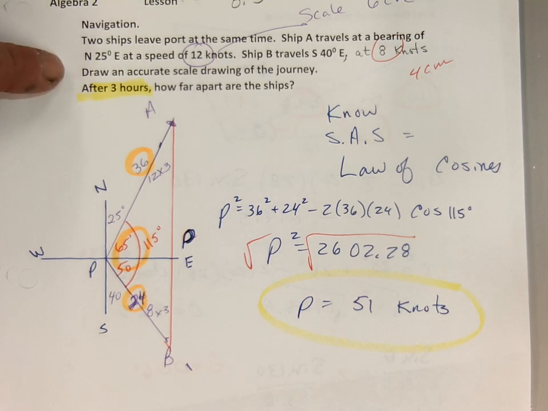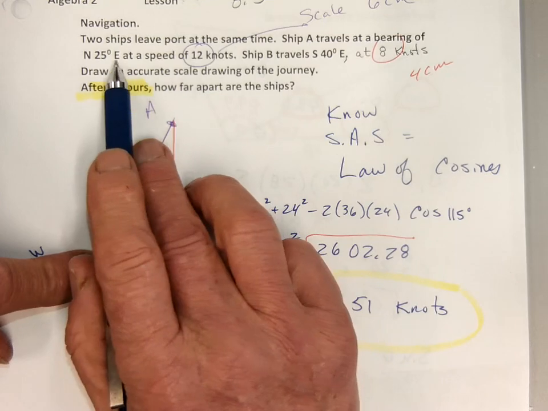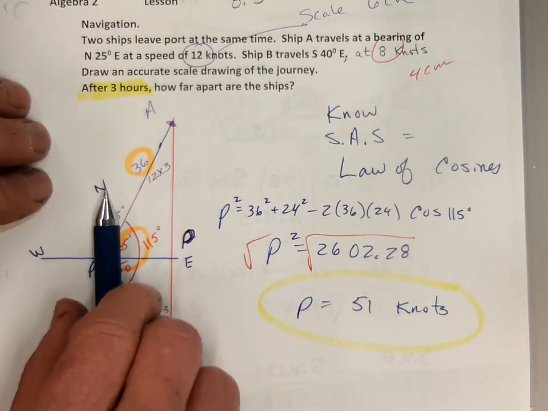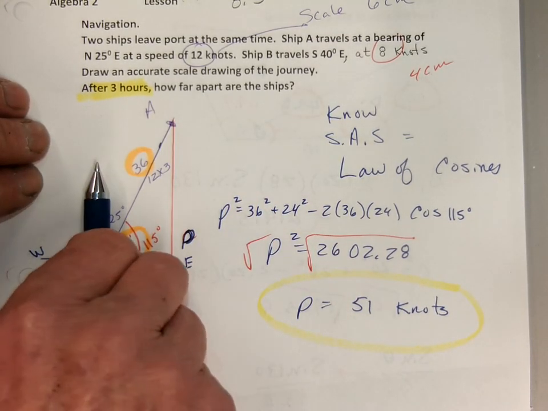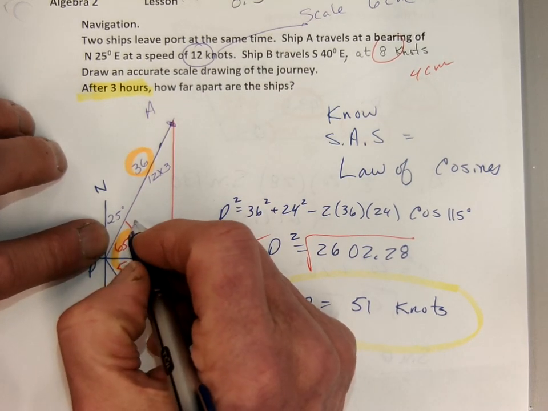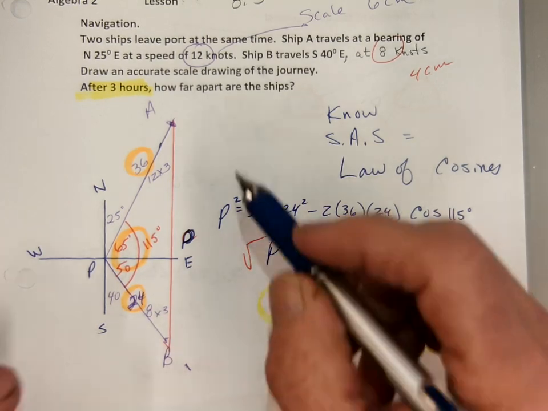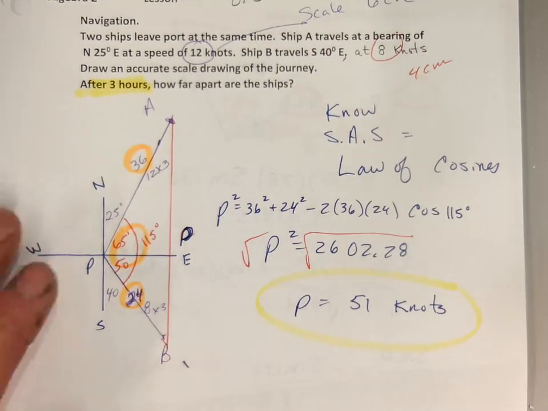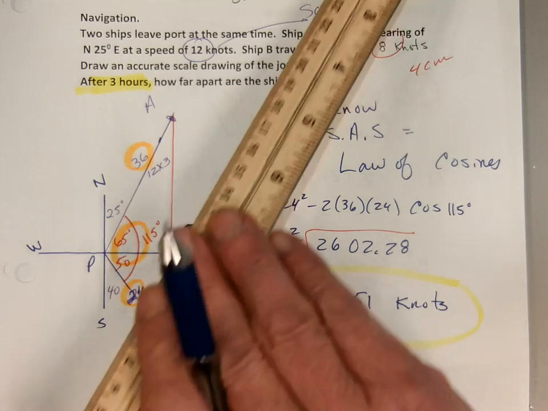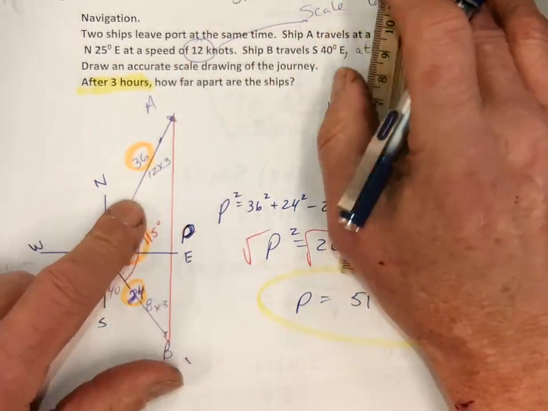Two ships leave port at the same time. Here's port. Ship A travels on a bearing of north 25 degrees east. So it's facing north and rotates 25 degrees towards the east. Okay, there's north, east, south. Now, I'm going to draw at 12 knots, but 12 didn't quite fit on my page, so I scaled it down. So drawing at 12, I really drew at 6 and called it 12.